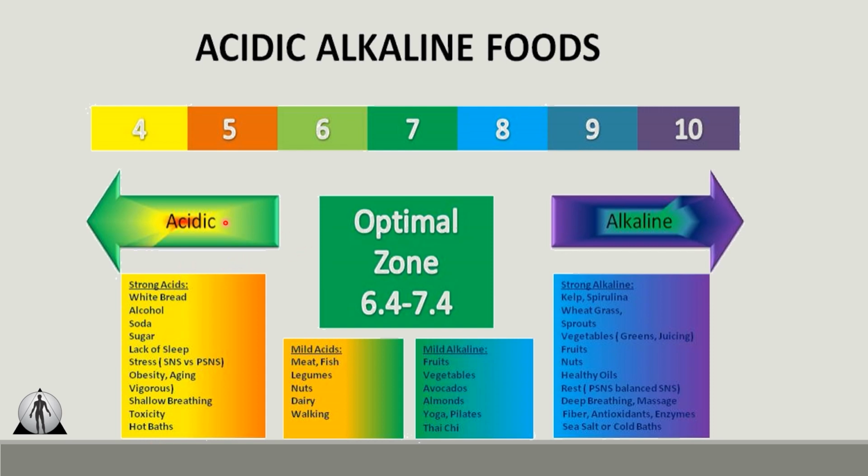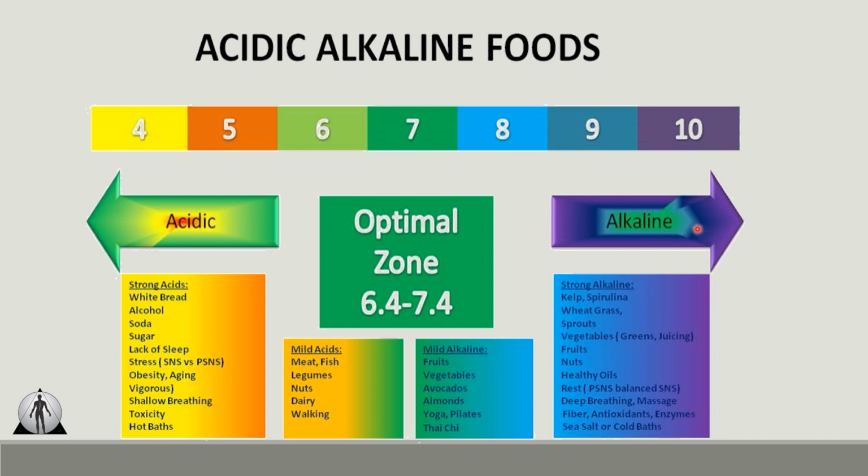The biggies are the white breads, alcohol, sugars, and all that type of stuff. Well, guess what? If we don't sleep, we have stress. Remember I talked about the obesity that produces CRP. If we don't breathe right, then it has a tendency to drive us to the acidic side. Where on this end, if we eat more of the veggies and the fruits, the nuts, the healthy oils, we get good quality sleep and all those types of things, we drive the pathway to the alkaline side.